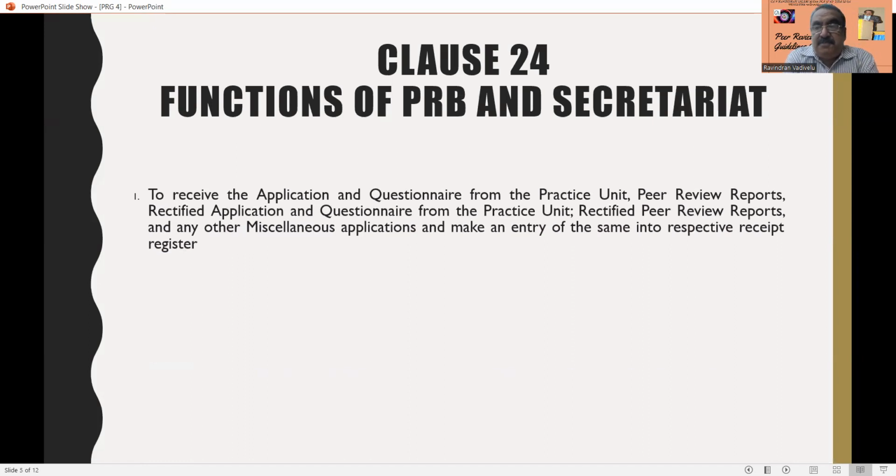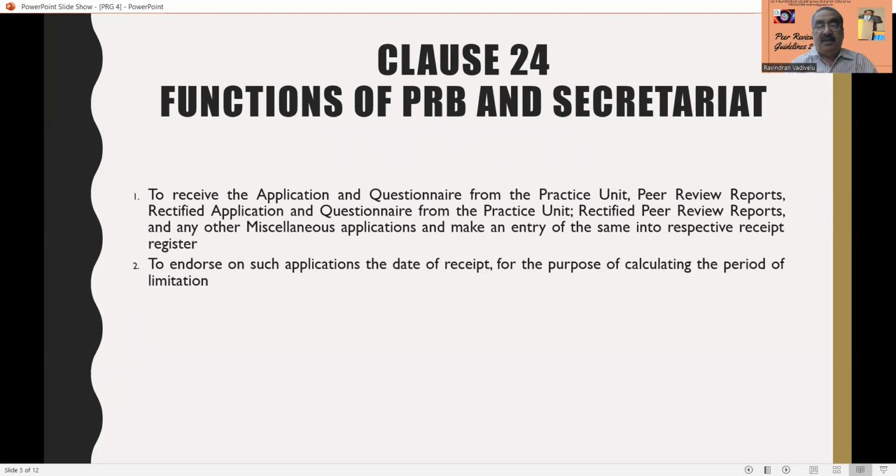The peer review board secretary has the power to receive the application and questionnaire from the practice unit, peer review reports, rectified application and questionnaire from the practice unit, rectified peer review reports and any other miscellaneous applications, and make an entry of the same into the respective receipt register. Because whatever they receive, they have to make the entry in the register.